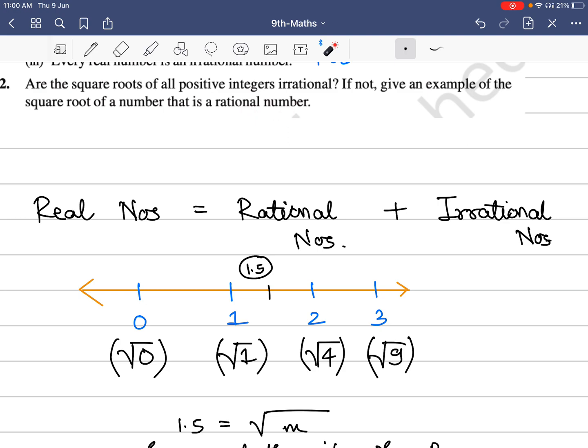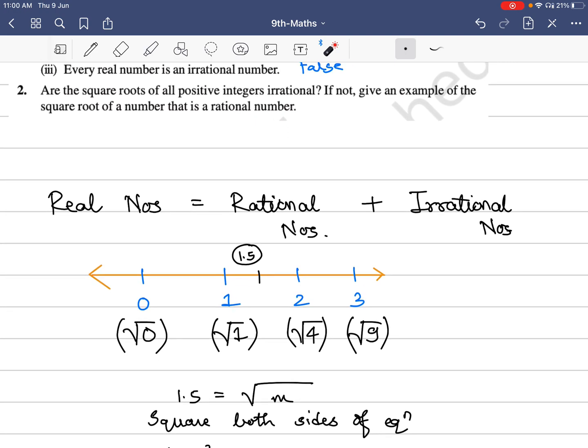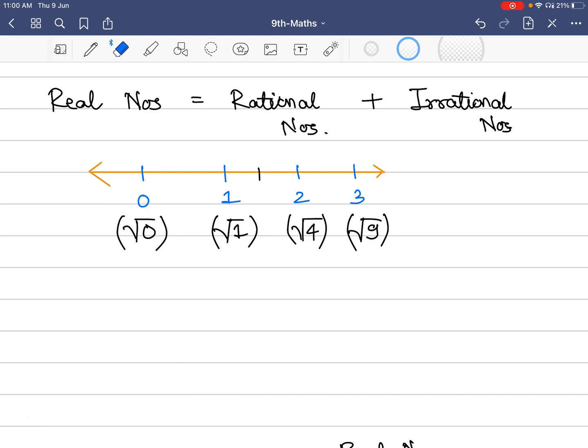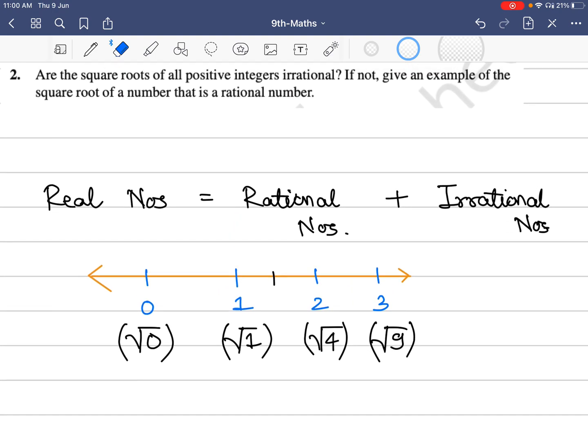Now, again, this is a very straightforward question. Let me clear out some unnecessary information. So here itself we have seen that these are all square roots. So are the square roots of all positive integers irrational? No. Square root of some positive integers is not. So 4 is a positive integer. Square root of 4 is not an irrational number. It's a rational number, 2.